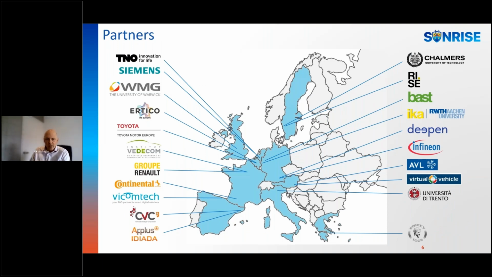So then looking at the partners that are involved in Sunrise, there are about 22 partners. You can see that they are all spread over Europe. I think what's also very good to realize is that we have different types of partners in the consortium. Some are research related, some others are more industry related. For example, we have OEMs on board, but also tier 1s on board.